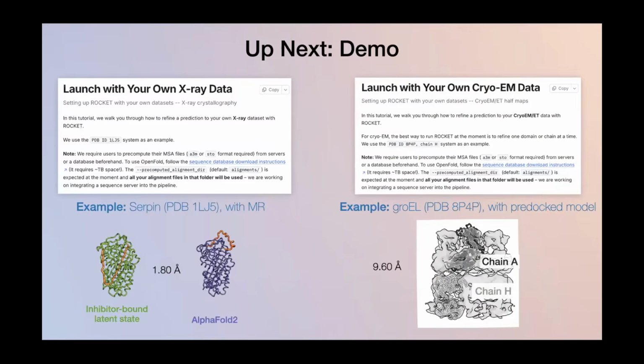So I think we'll probably move to just the demo side, and we're going to demo how you would go around launching this with your own data, using a Serpin example that we also show in our preprint. And this is a high resolution data set, though, where the initial AlphaFold prediction needs to undergo a large fold switch, where this external loop needs to reinsert into the fold for this inhibitor-bound latent state of the Serpin.